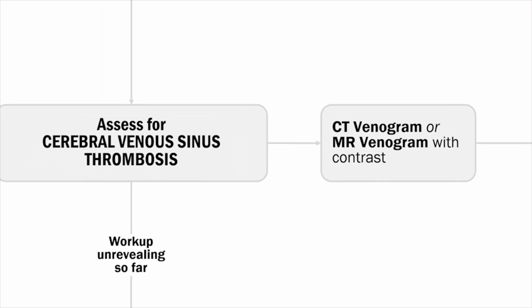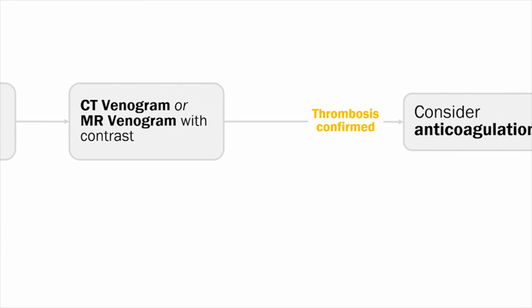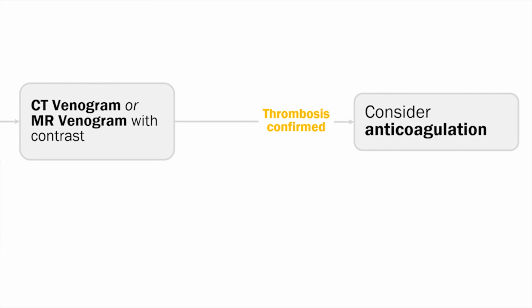Now, say there's no mass lesion or basilar artery thrombosis. At this point, we should consider cerebral venous sinus thrombosis of the straight sinus, for example. To diagnose that, we will likely check a rapid CT venogram with contrast. We can also use an MR venogram, but as I mentioned, it's more difficult to get in the ED. If thrombosis is confirmed, we consider anticoagulation.